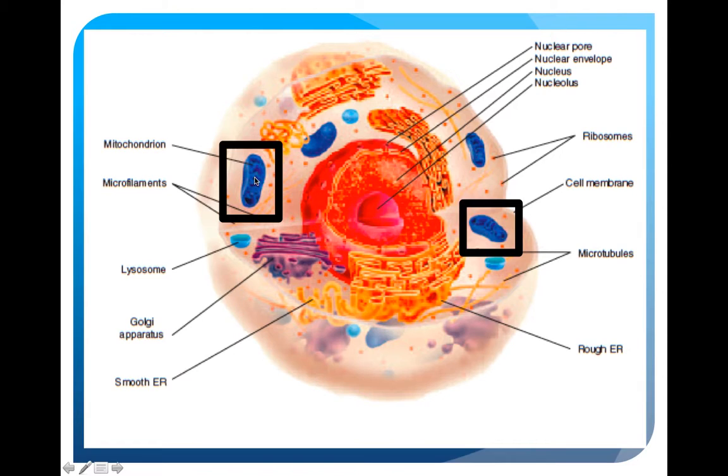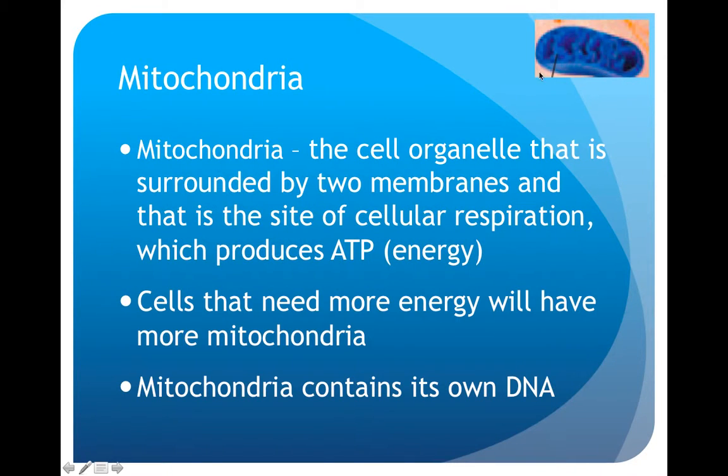On to the mitochondria. The mitochondria is a cell organelle that is surrounded by two membranes. That is very important to remember, that there are two membranes of the mitochondria. And this is the site of cellular respiration, which produces ATP or energy. Cells that need more energy will have more mitochondria.